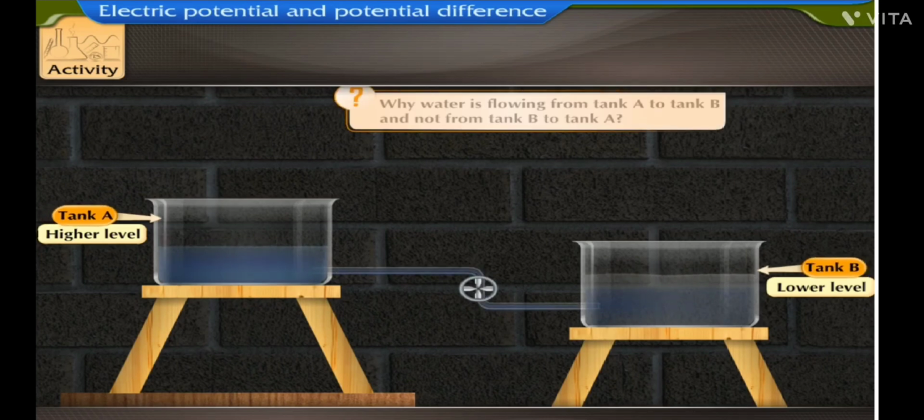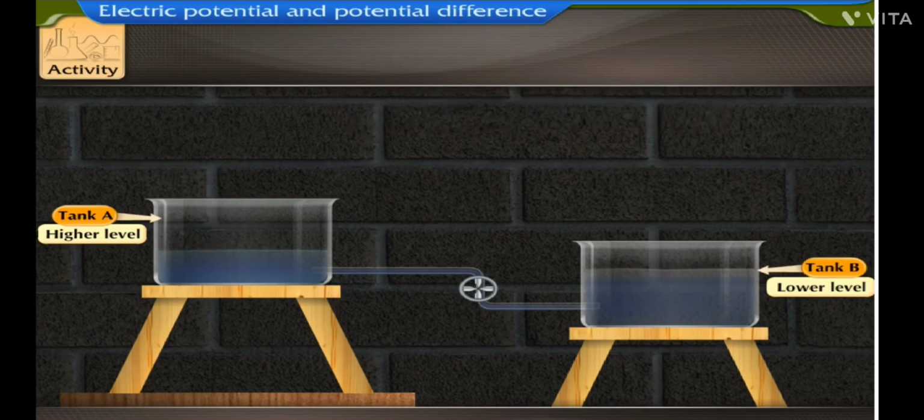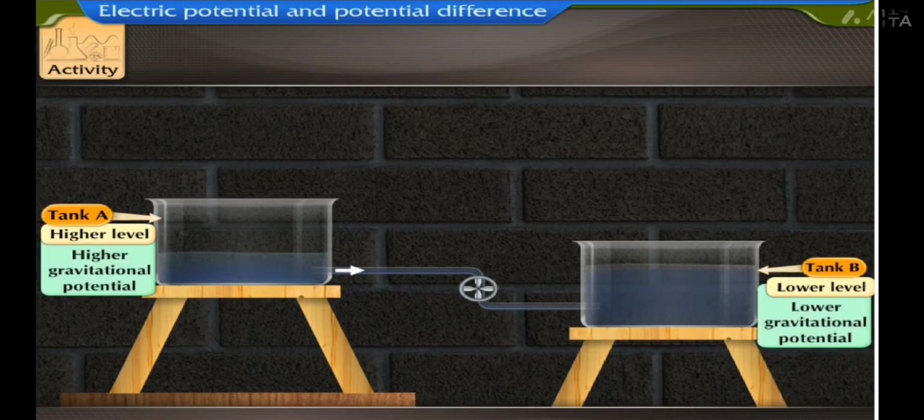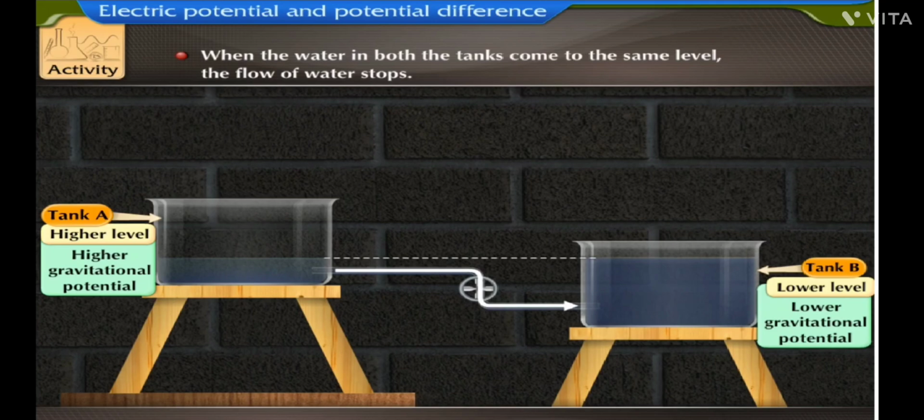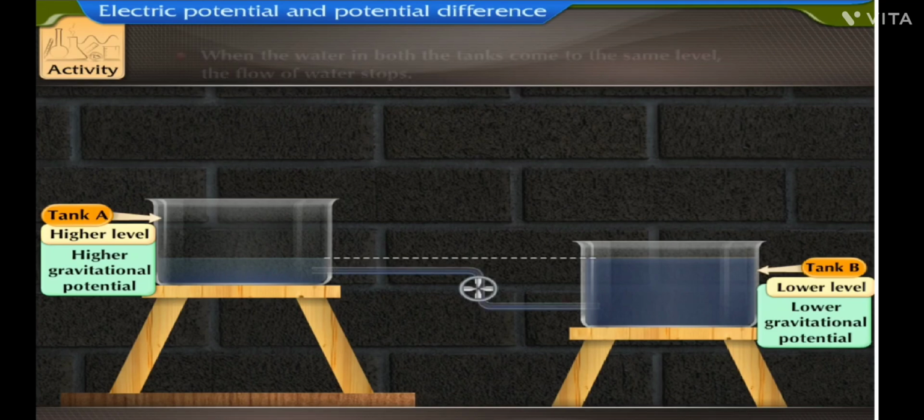Can you explain why the water is flowing from tank A to tank B and not from tank B to tank A? Well, the water in tank A is at a higher level, which means a point of greater potential energy than in tank B, and water flows from a higher level to a lower level. When the water in both the tanks comes to the same level, the flow of water stops. Hence, for the water to flow between the two tanks, there should exist a difference in potential between the two levels.